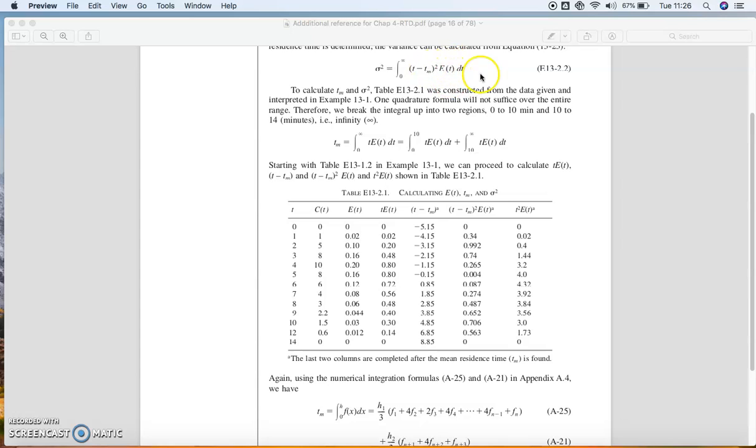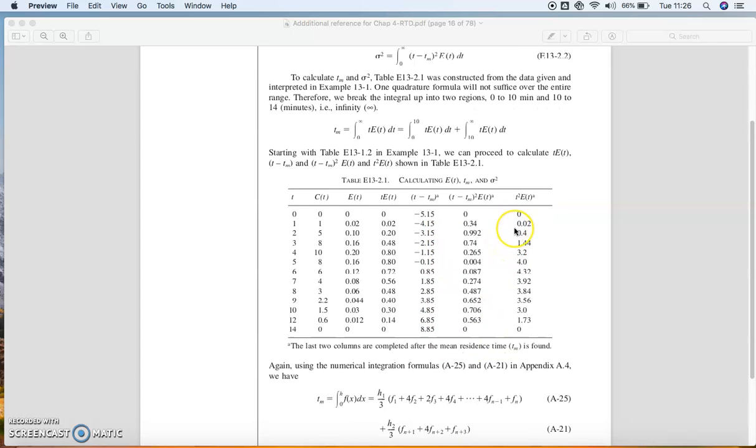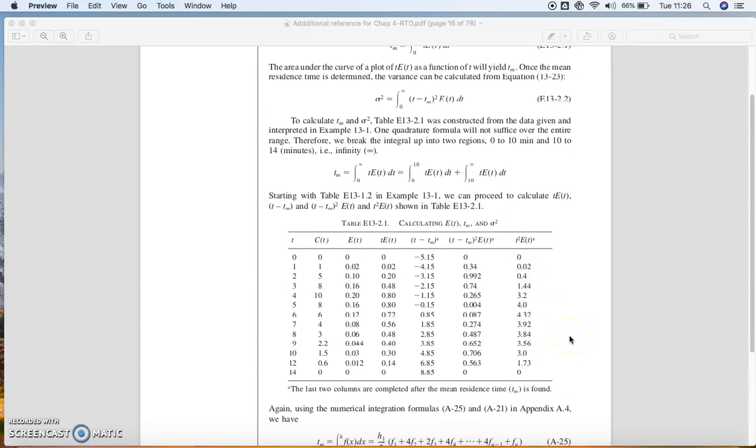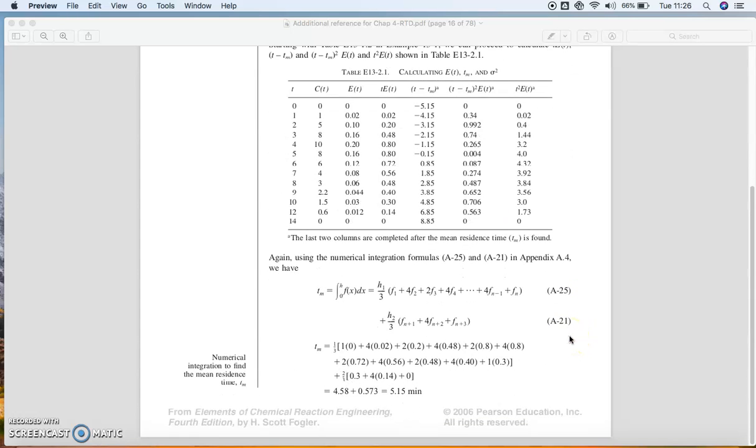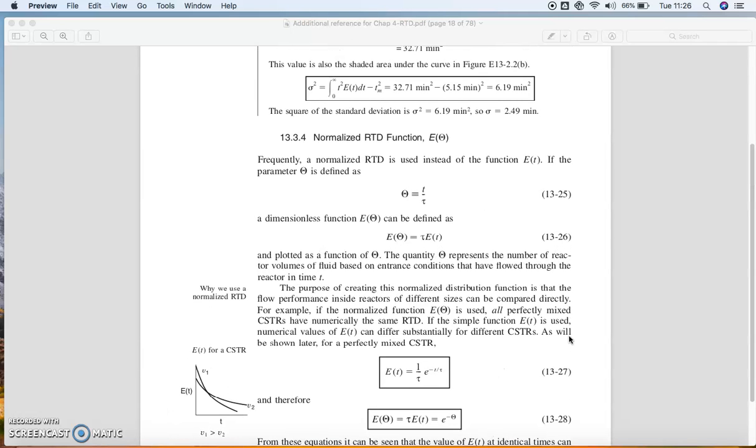So you will use this tm to calculate your variance. Here, you just substitute your tm value with E(t), and then you will produce this column, right? So this one, they produce it one by one, and in the end, then only they arrive. This is the formula for variance, sigma squared, right? So let's have a look at the next value. In the end, you will see variance is actually 6.19 when you solve the equation.